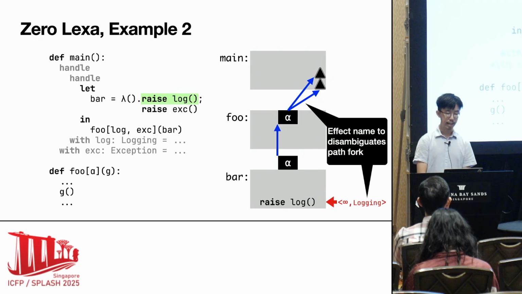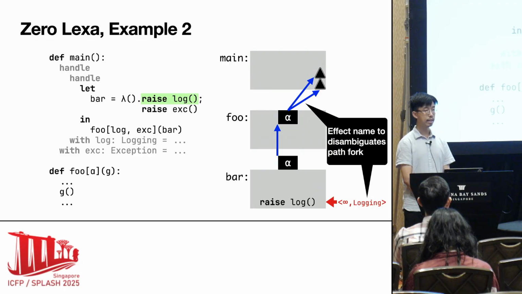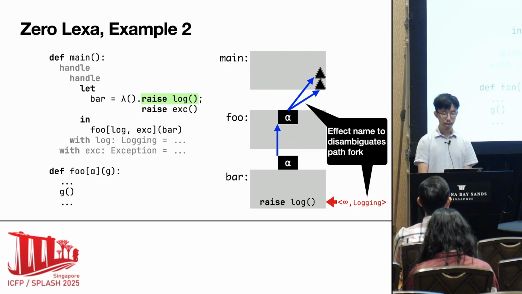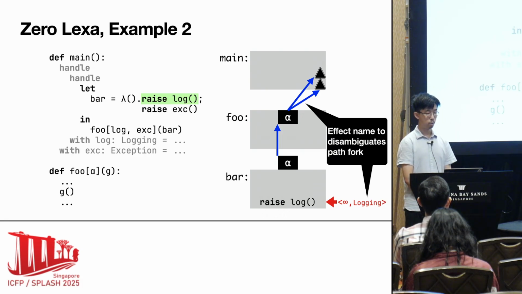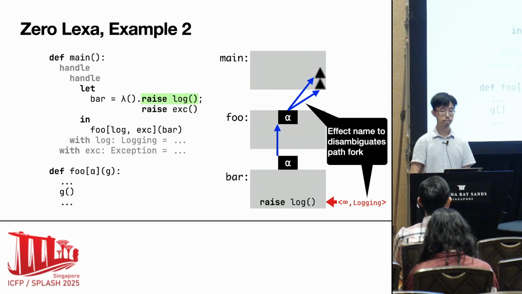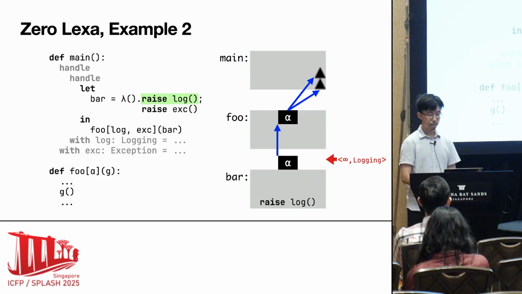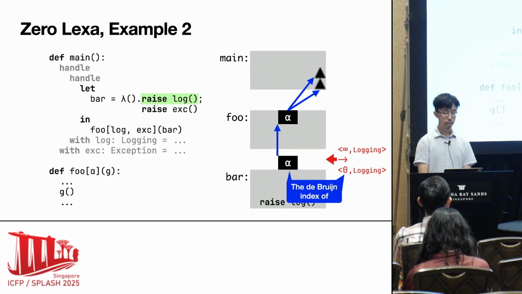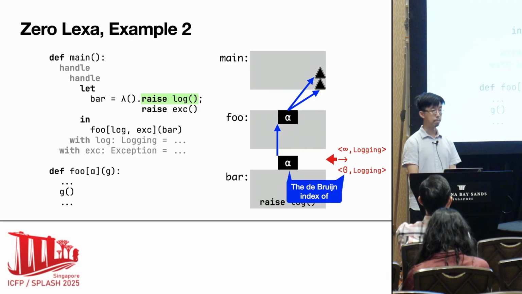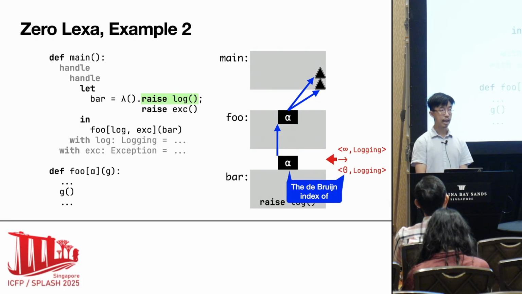Furthermore, the clue contains an extra field to record the effect name. This information will be used to disambiguate a fork on the provenance path, which you can already see on the diagram. When a stack worker arrives at the call site of bar, it attributes the effect to alpha, which represents the set of handlers captured by bar. Since alpha's de Bruijn index is 0, the clue is transitioned to 0.